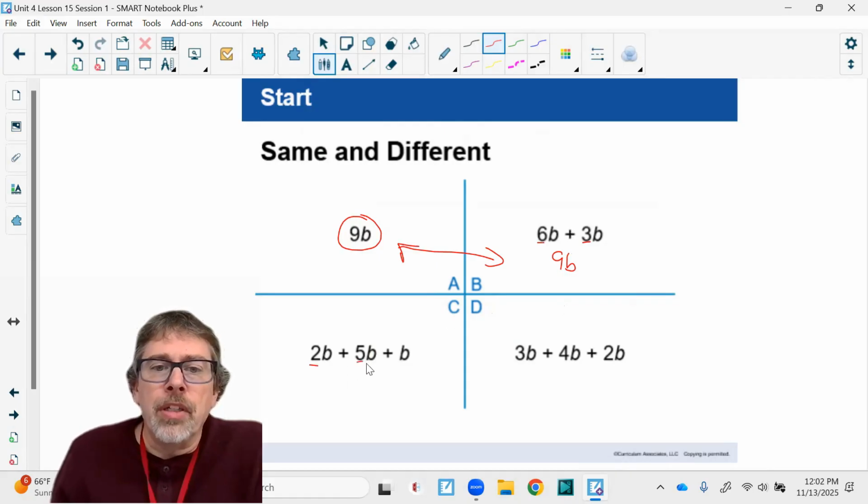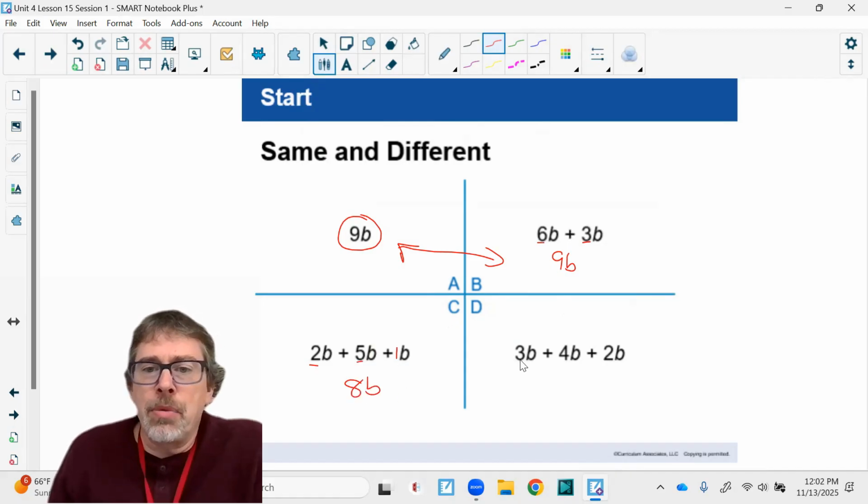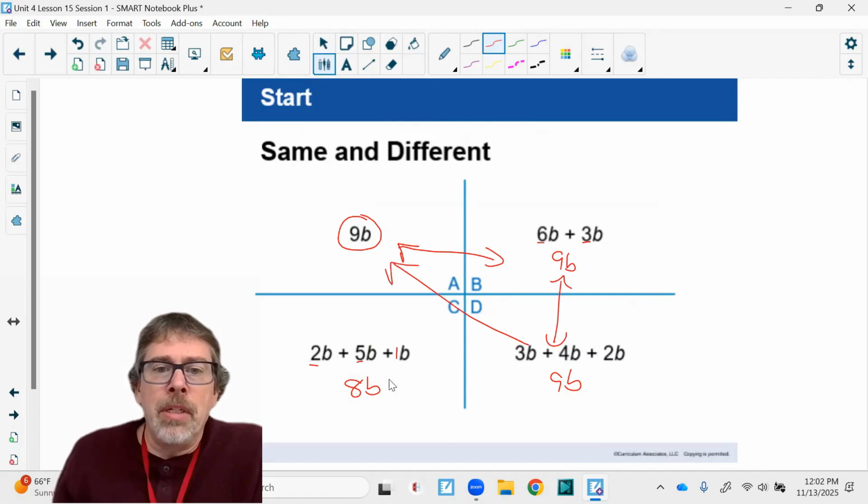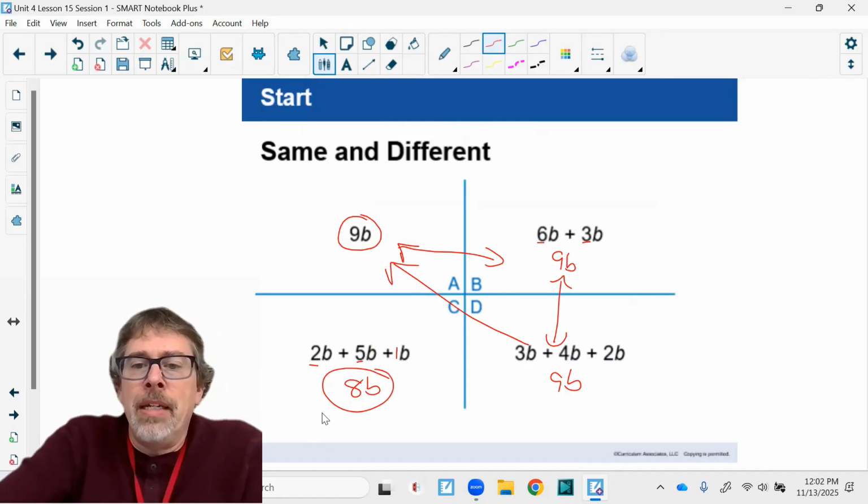So 2 plus 5 is 7, and whenever there's no number in front of the letter, it's obviously 1b sitting here, so it's 1b. So 2 plus 5 is 7, plus 1 is 8. And this is 3b plus 4b, which is 7b, plus 2b is 9b. So we have a 9b, a 9b, a 9b, and an 8b. So A, B, and D simplify to the same value, and C is different.